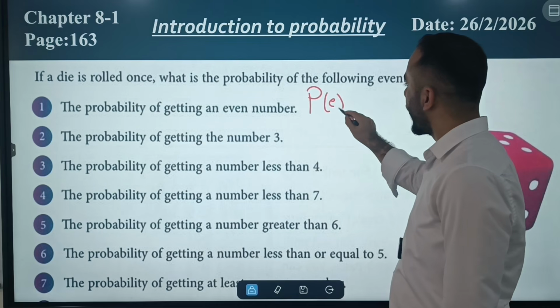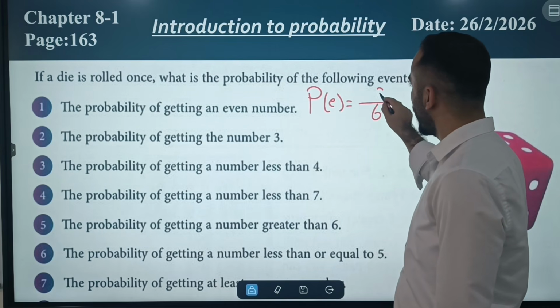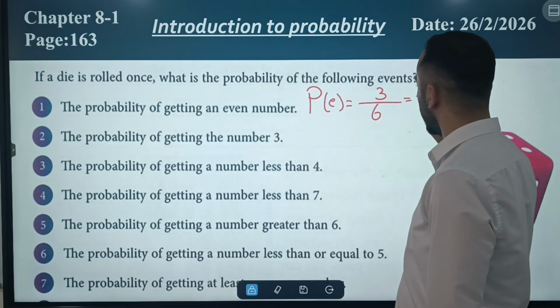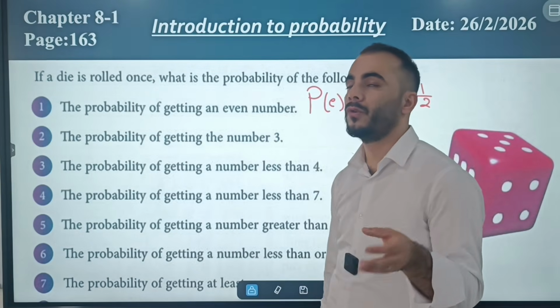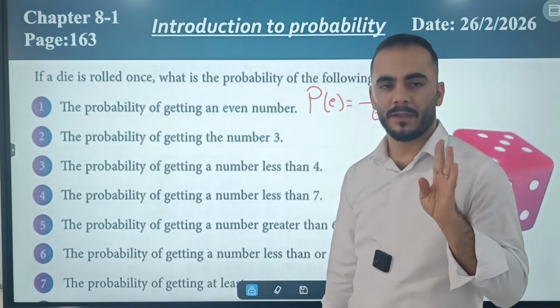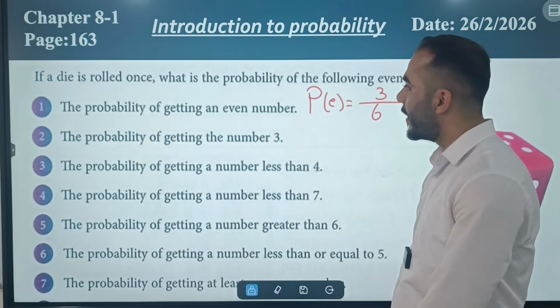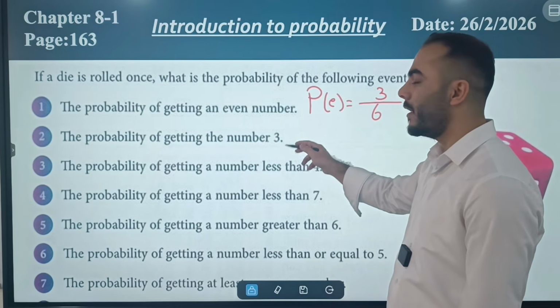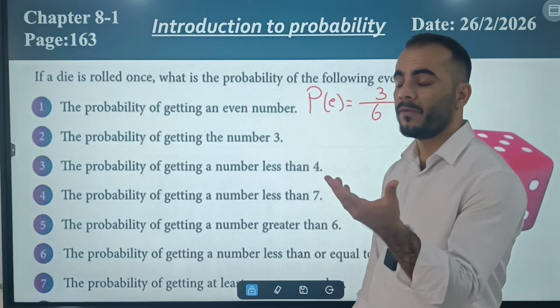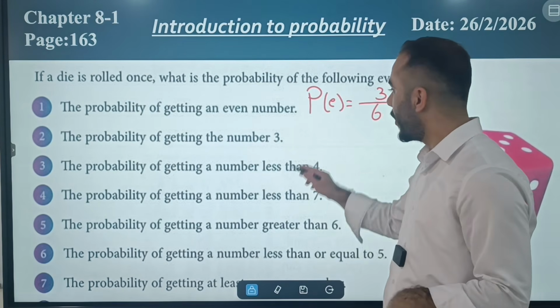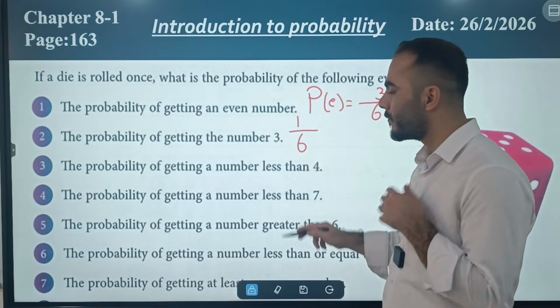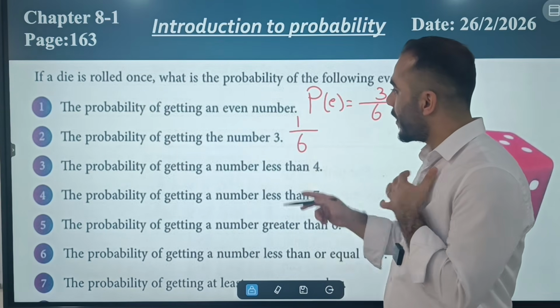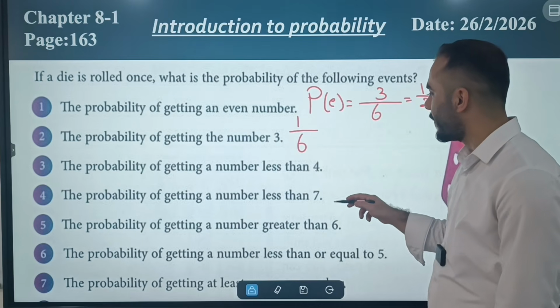Probability of an even number. Out of 6 numbers, 3 of them are even numbers. So 1 over 2. You might ask me which ones. So number 2, number 4, number 6. 3 numbers. The probability of getting the number 3, so not only 3, the probability of getting each number is 1 over 6. Okay?